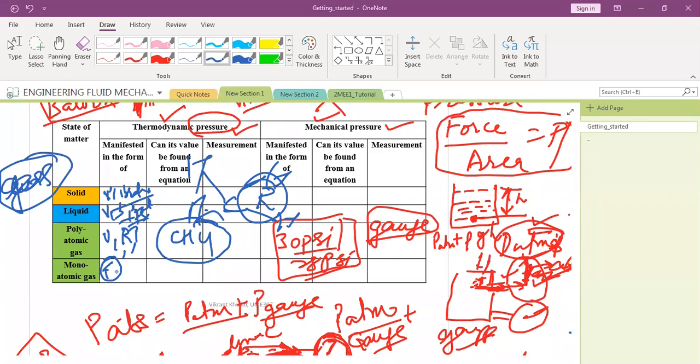So I have clarified this. Can its value be found from an equation? You cannot find thermodynamic pressure from any equation in case of solids, neither liquids. You can find it for polyatomic and monatomic gases. Is that clear? Yes, sir. In terms of measurement, you cannot measure any of these as such.